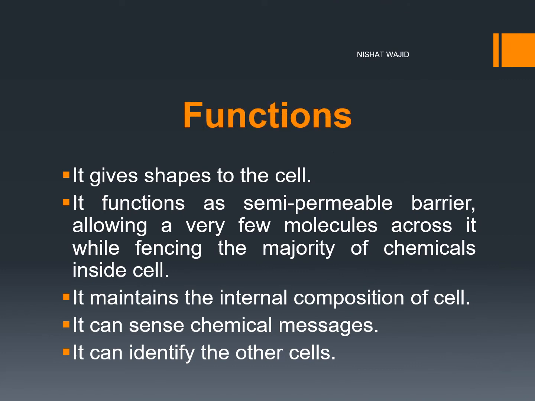Lastly, we will discuss the functions of cell membrane. Number 1. It gives shape to the cell. Number 2. It functions as a semi-permeable barrier, allowing very few molecules across it while fencing the majority of chemicals inside the cell. In this way, it maintains the internal composition of the cell. Number 3. It can sense chemical messages. And lastly, it can identify other cells.